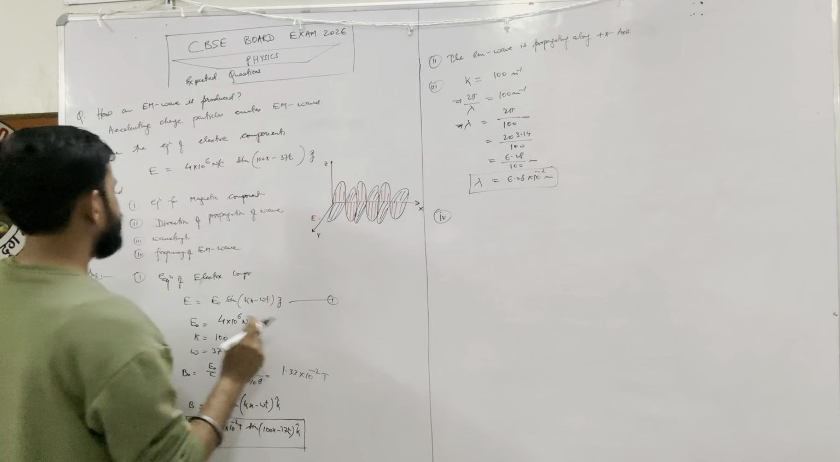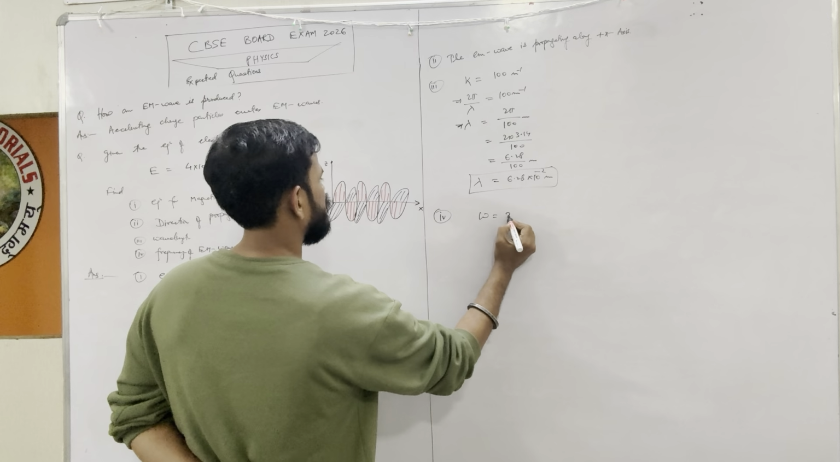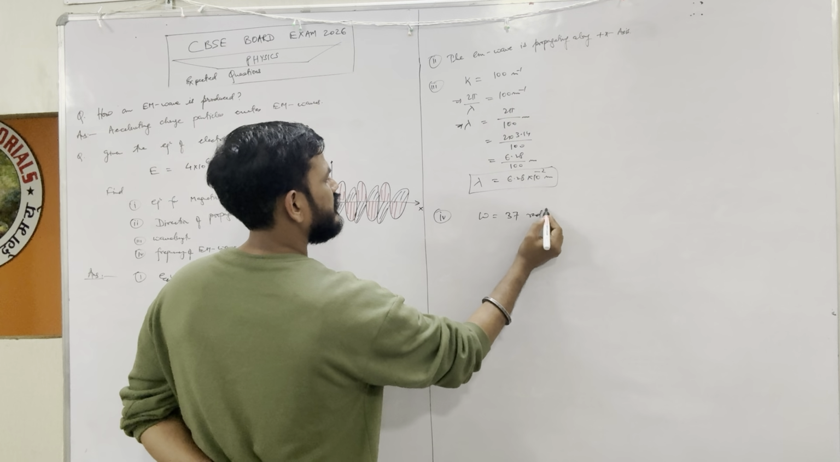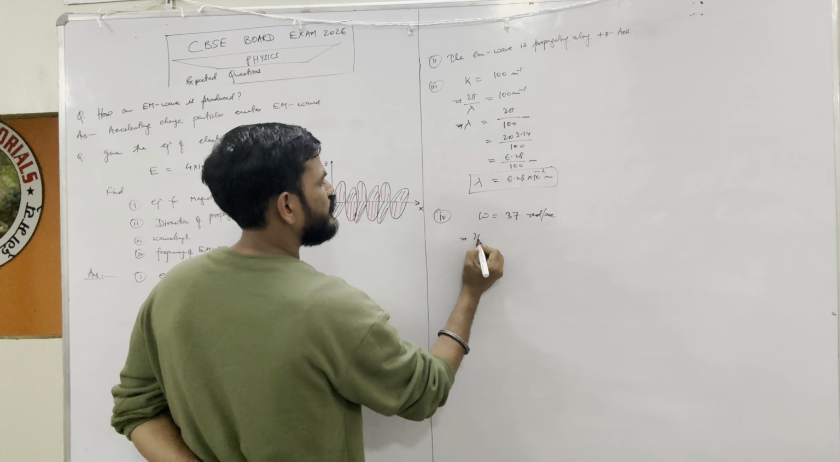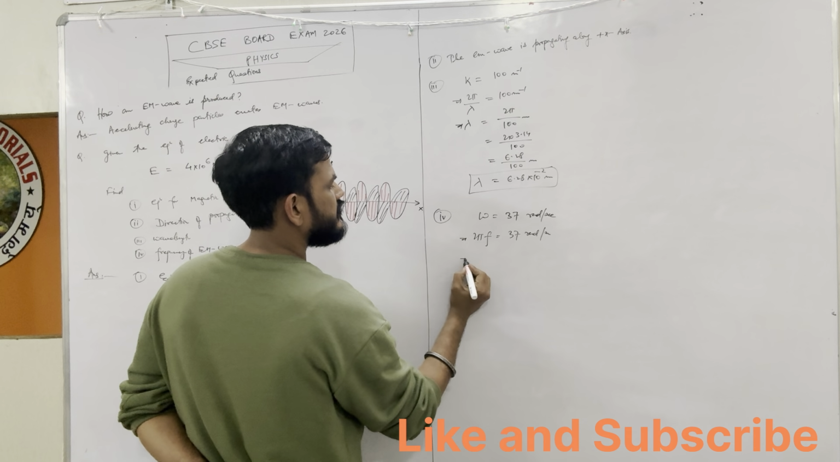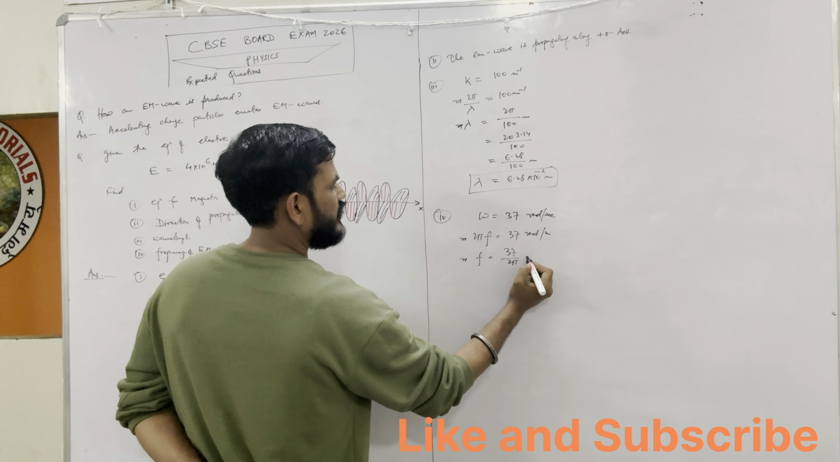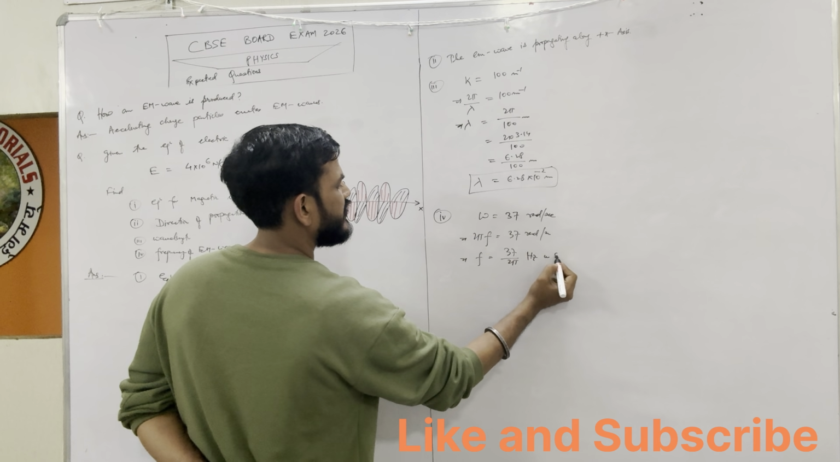Fourth part is the frequency of the EM wave. So we have omega equal to 37 radian per second. So 2 pi into frequency equals 37 radian per second. So frequency will become 37 by 2 pi hertz, or second inverse.